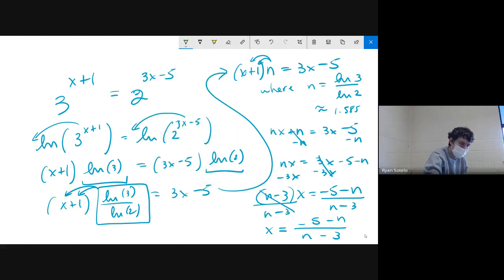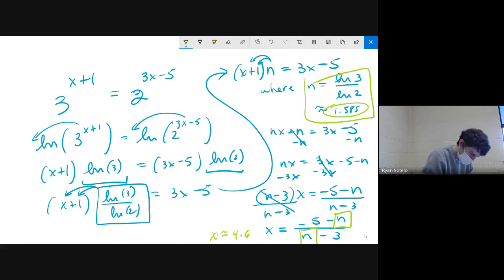I'll just sort of highlight that. So use 1.585 wherever n is. And so you should get minus 5 minus 1.585 divided by 1.585 minus 3. And so x is about 4.654. So that's how you use it, basically.